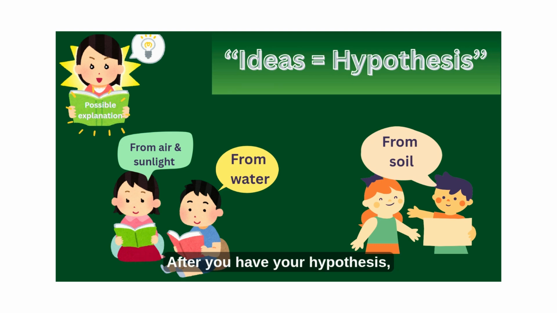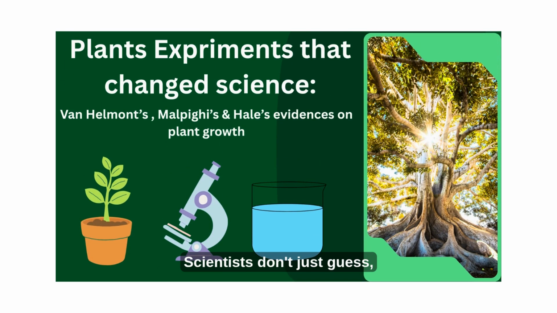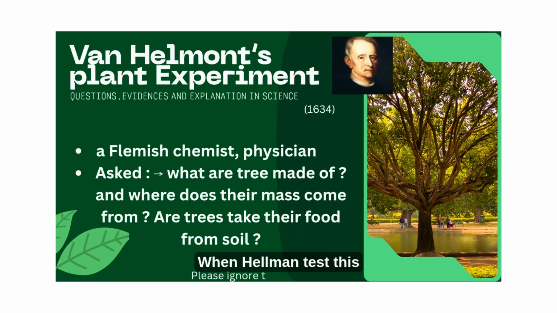After you have your hypothesis, move on to the next step, designing an experiment to test your hypothesis. Scientists don't just guess, they collect evidence which gives us important clues about how plants grow. Van Helmont tested this idea over 400 years ago, in 1634.